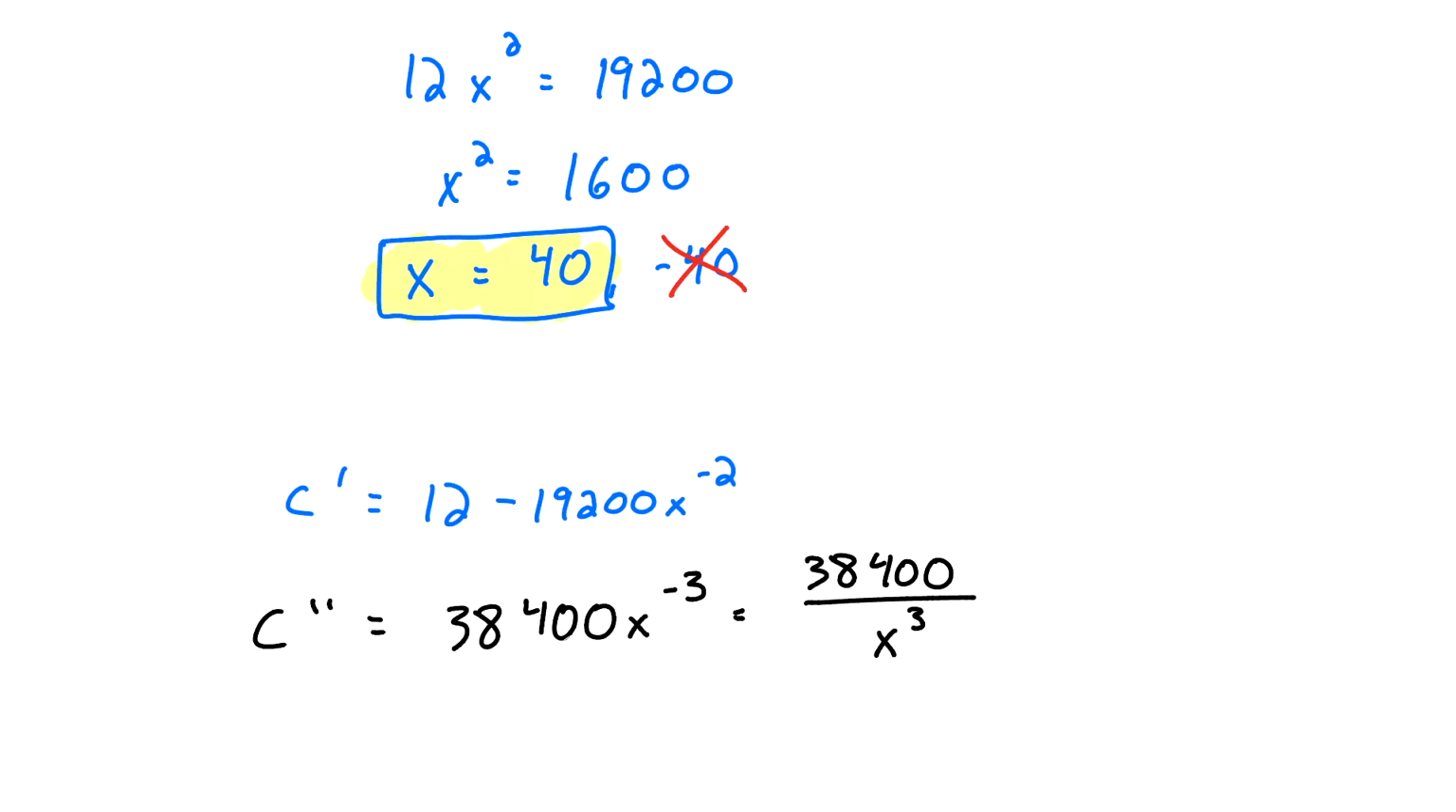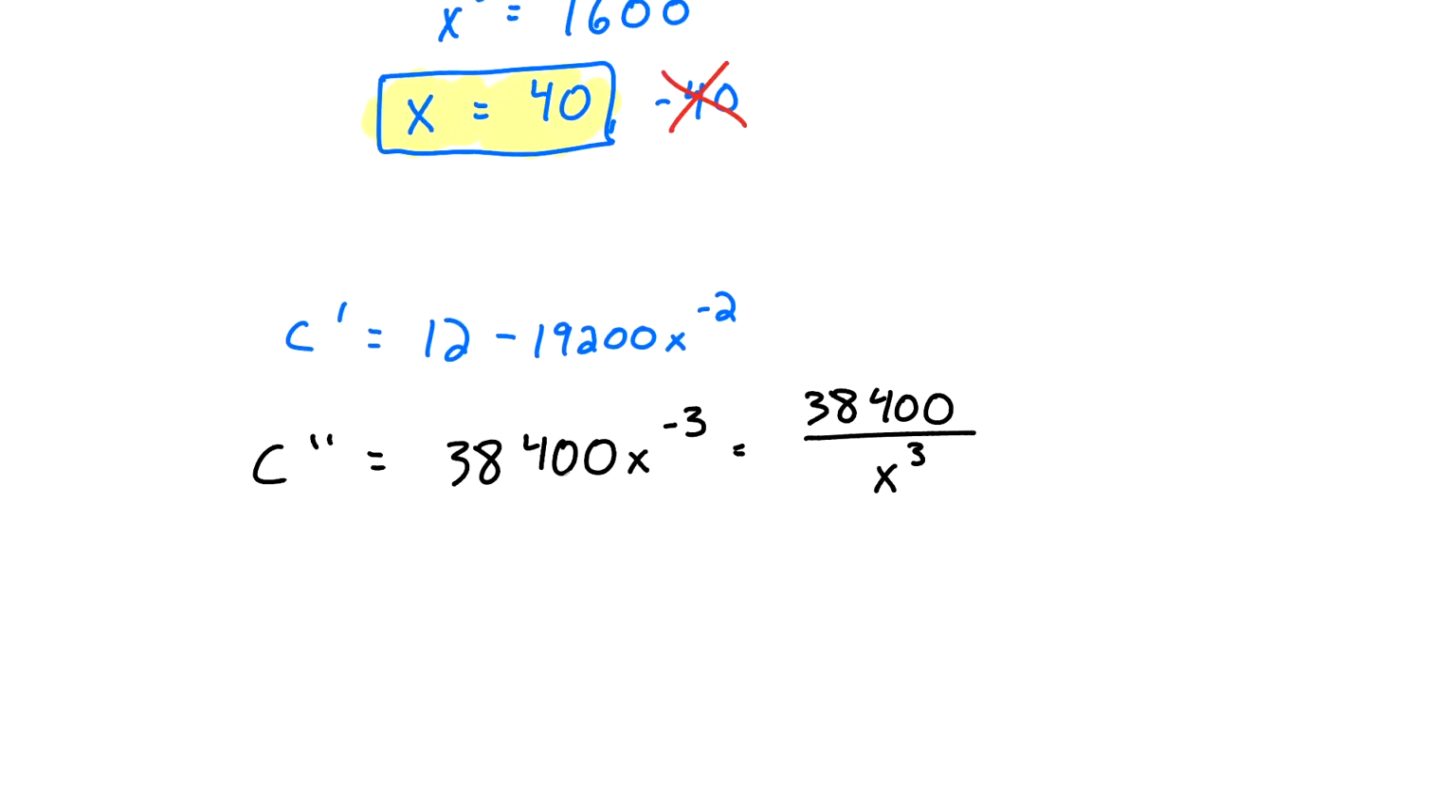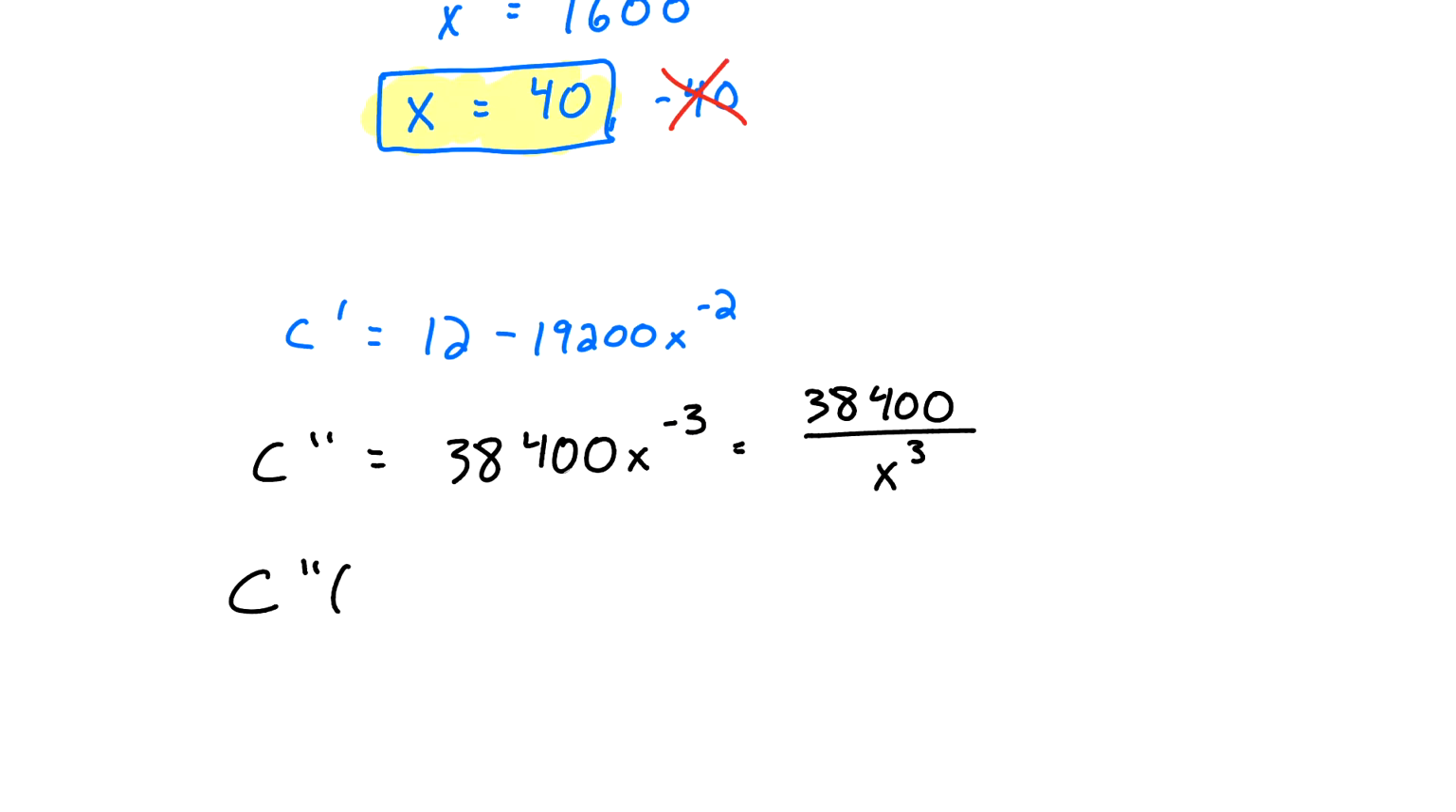So for my second derivative test, I want to take the one single critical number that I found, which was x equals 40, and I'm going to plug that into my second derivative, because I'm trying to show that this will hopefully give me a minimum. So c double prime of 40 is equal to 38,400 divided by 40 raised to the third power. And in this case, I ended up with a positive 0.6.